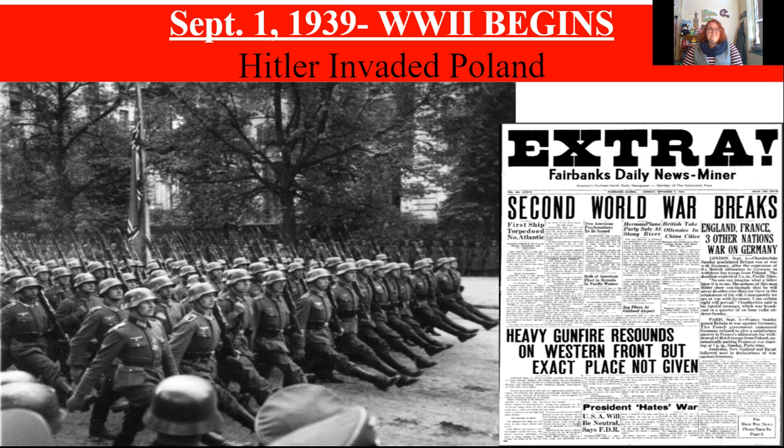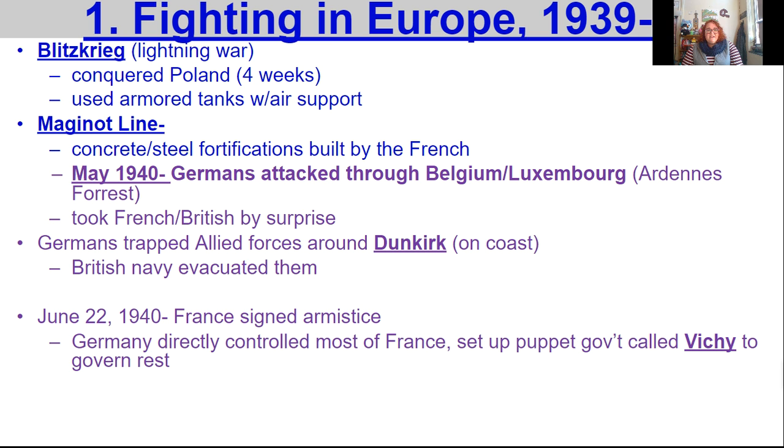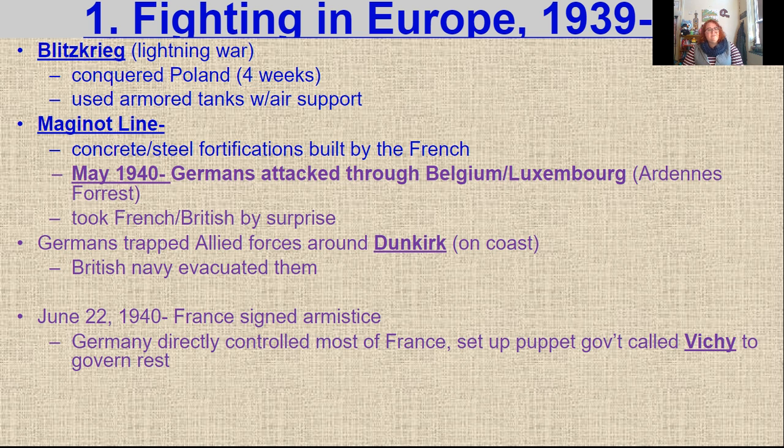Let's talk about this path to World War II for a second. We know that World War II officially begins on September 1st, 1939, when Hitler invaded Poland. And with this, you have Lightning War, or the Blitzkrieg. Hitler used this shock and awe technique, taking your enemy by surprise, to conquer Poland in just 4 weeks. And he did this with armored tanks and air support.